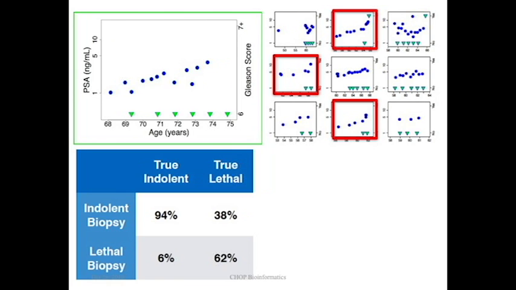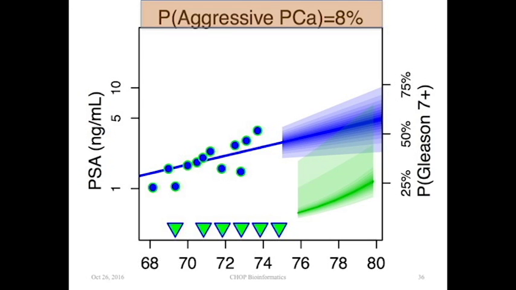Yep. And so that's what the algorithm does, and this man is estimated to have an 8% chance of having an aggressive tumor. 8%. So what we want to do is give to the patient and the doctor this picture that has all his data.